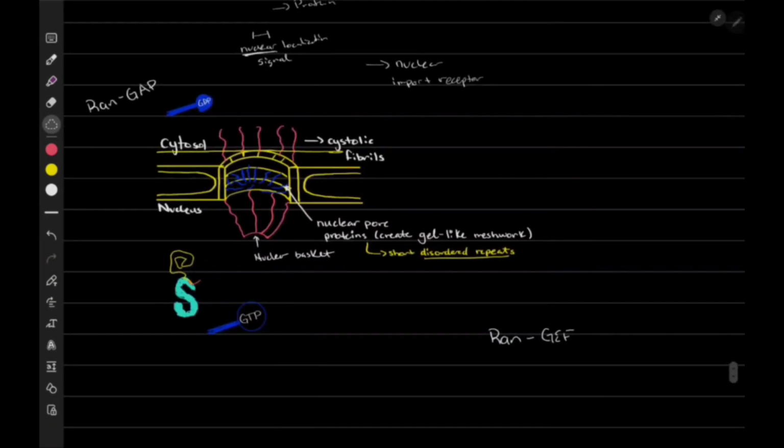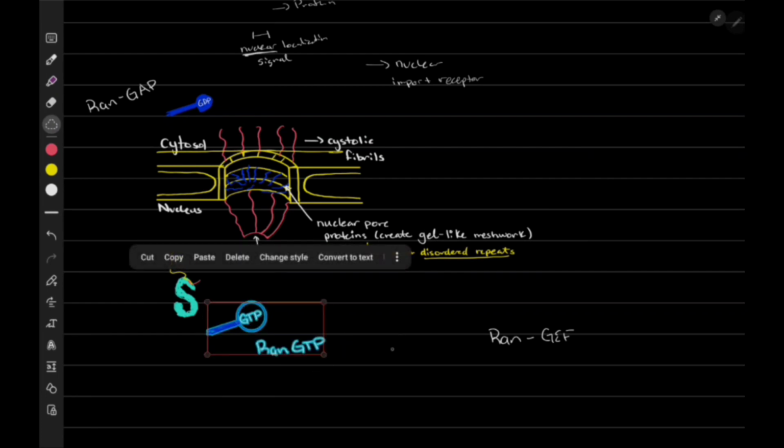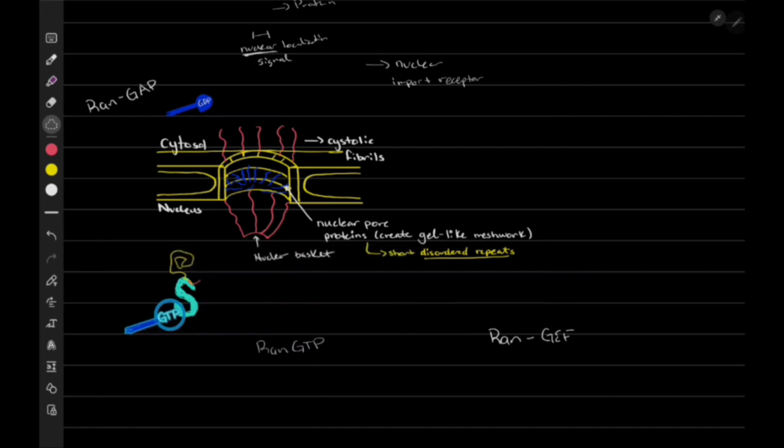Now that this whole complex is inside, we need to get rid of this protein, because we want to release it inside the nucleus, but it's bound, right? It's attached. So we have this other molecule called RAN-GTP that will bind to our import receptor, and it'll cause a conformational change that will cause the protein to be released into the nucleus.